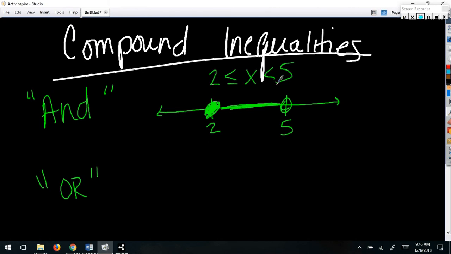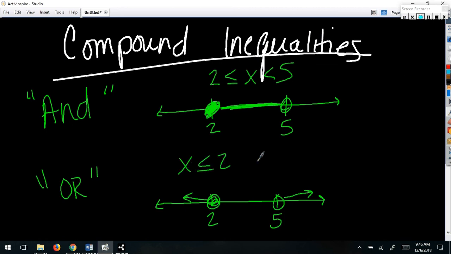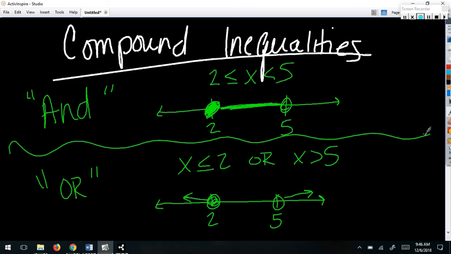Whereas or, if I took this same number line and my inequalities go the other way, I call these chicken wings. They look like chicken wings when you graph them. Okay. Tough crowd this morning, tough crowd this morning. The difference here is this inequality looks, it's two separate inequalities, okay? All right, so here's an and versus an or.